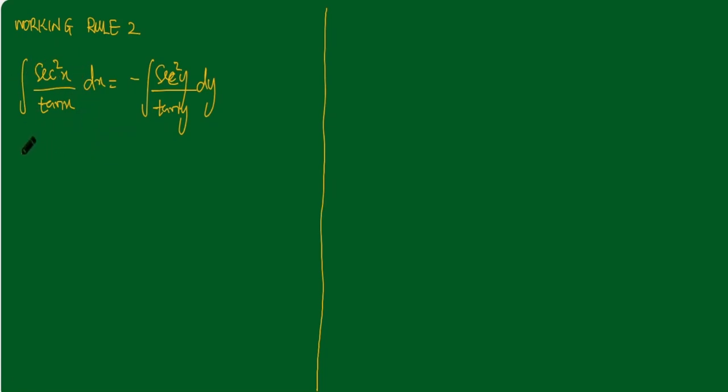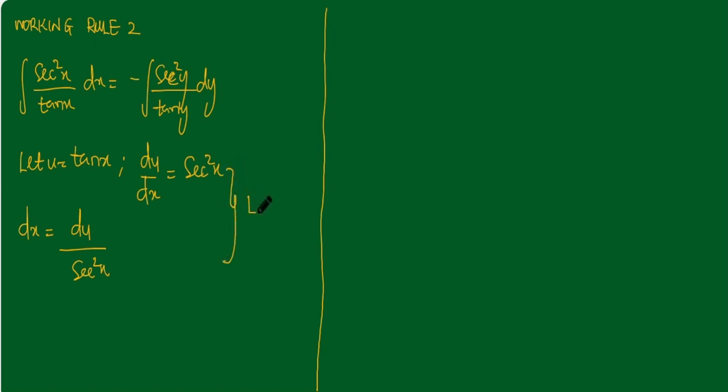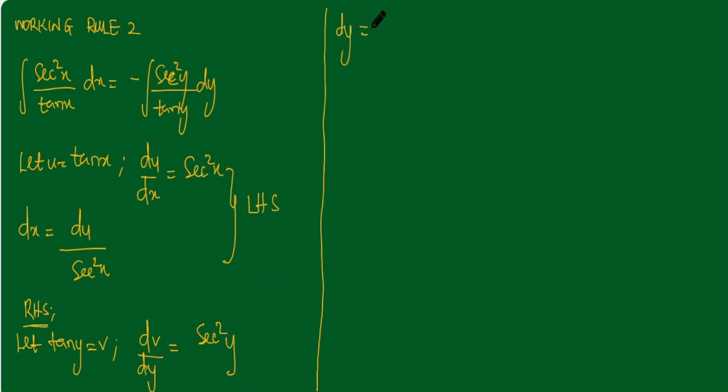So for the left hand side, we can let u be equal to tan x. So our du dx is equal to sec squared x. And making dx the subject of formula, we have dx is equal to du divided by sec squared x for the left hand side. And for our right hand side, we can let tan y be equal to v, and dv dy will be equal to sec squared y. Making dy the subject of formula, we have dy is equal to dv divided by sec squared y. So you can substitute this into both sides of the equation.